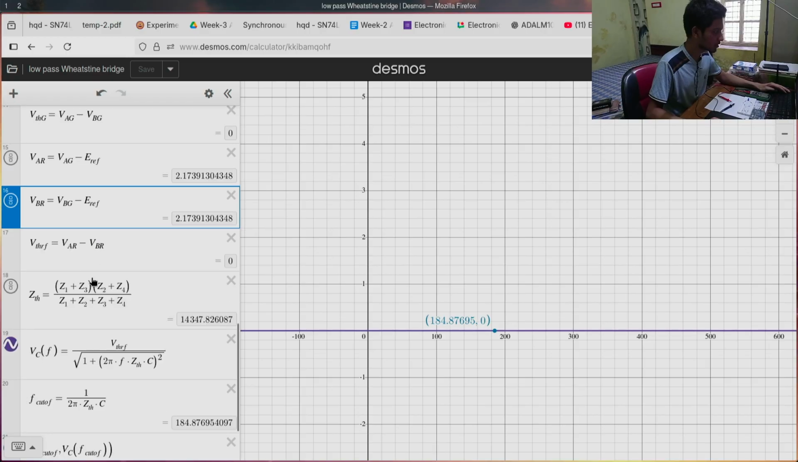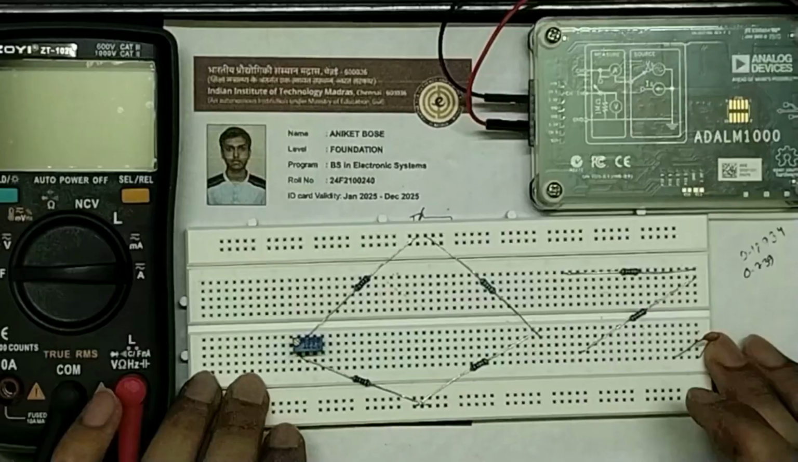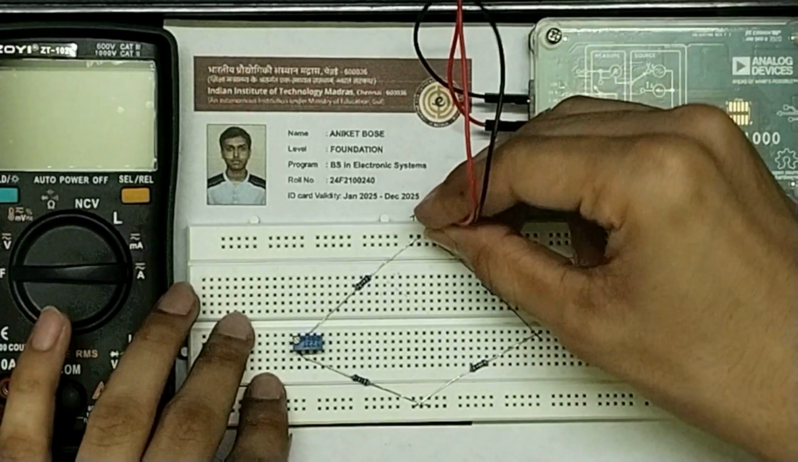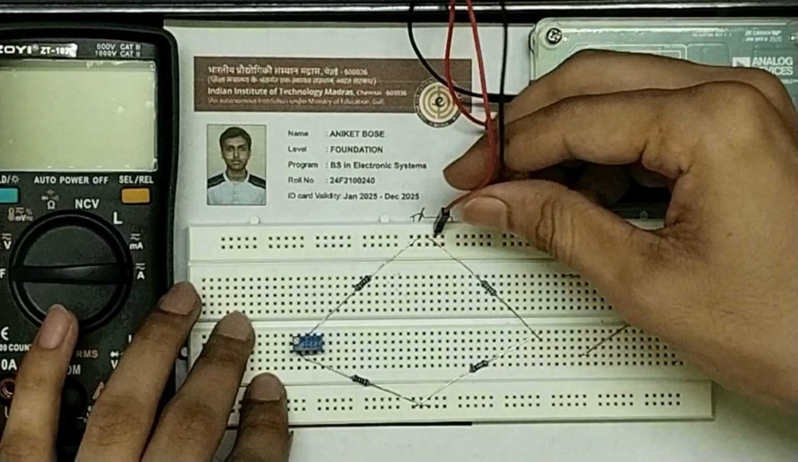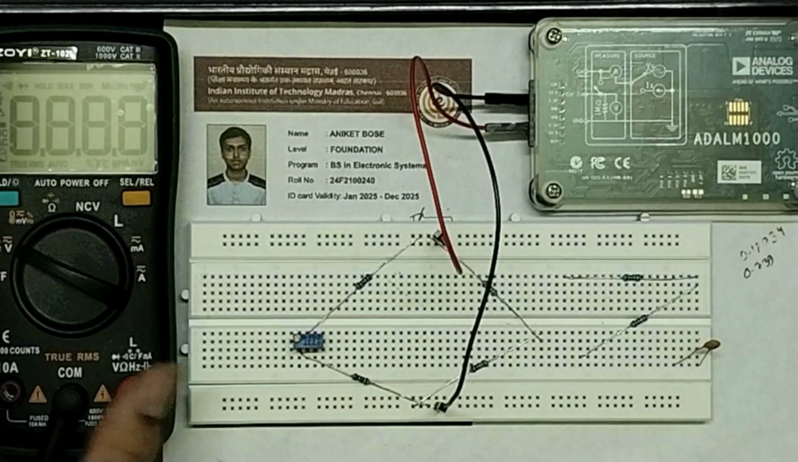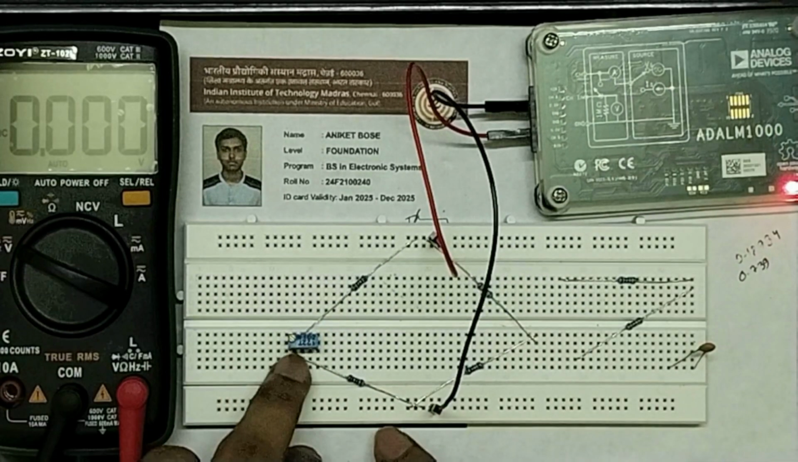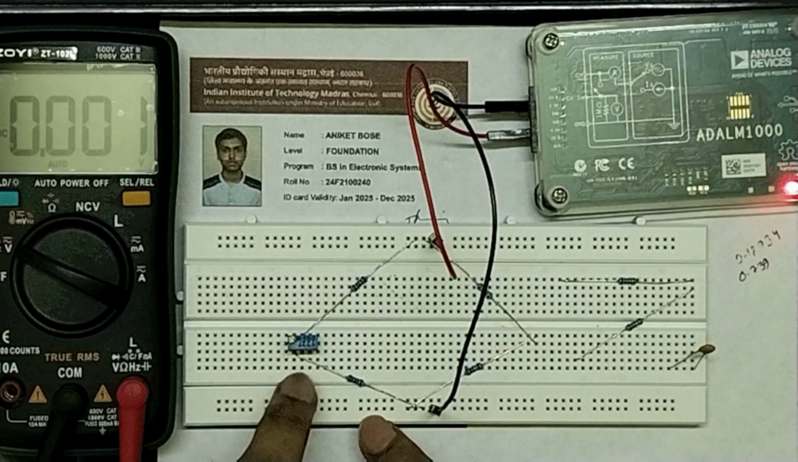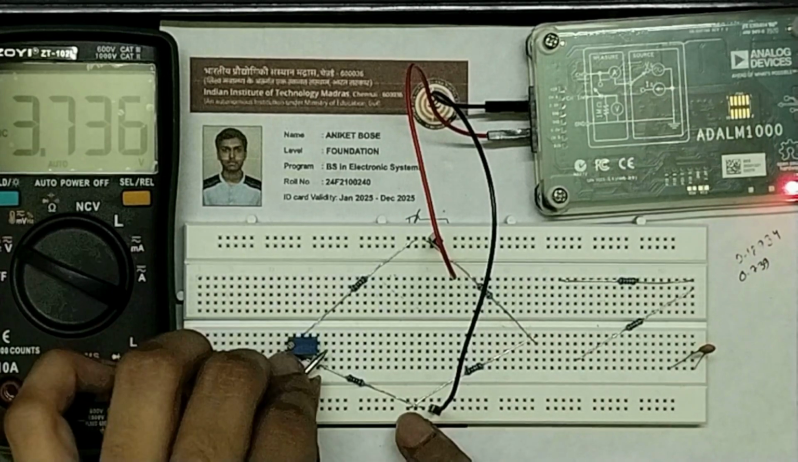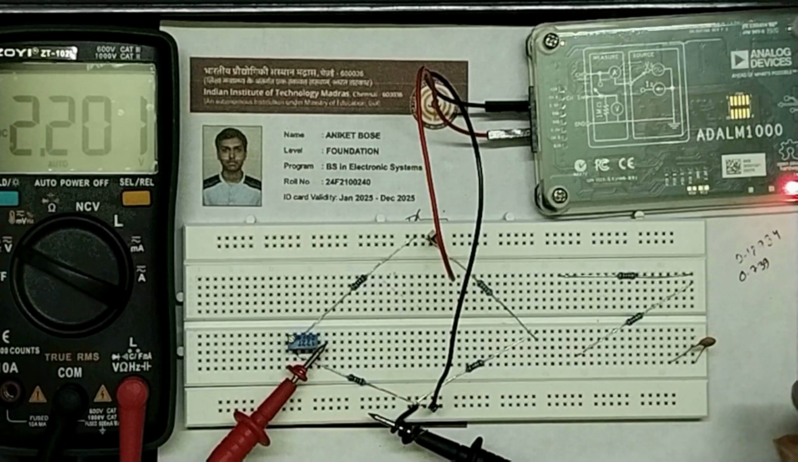So the value of VA minus VB is 0. So let's check that out in the circuit. So this is 5 volts and this is 2.5 volts. I am going to power up the circuit. The circuit is powered. Now let's measure the first potential, VA with respect to this reference.